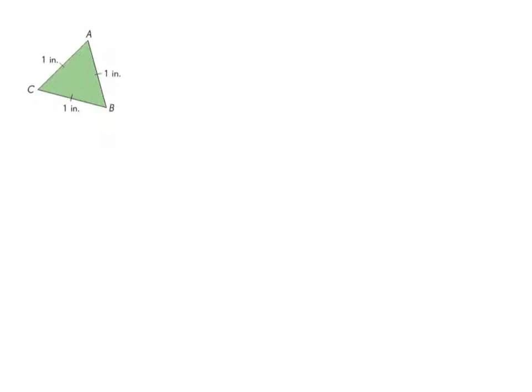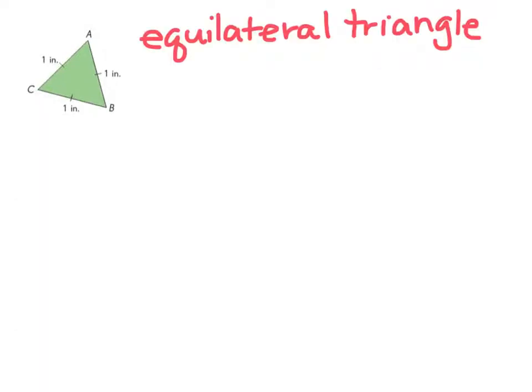In triangle ABC, all sides are of equal length. This is called an equilateral triangle. Remember, whenever you see this tick mark in geometry, it indicates that the sides are of the same length. Since all three sides of the triangle are the same length, this is an equilateral triangle. The next type of triangle we'll look at is called an isosceles triangle.